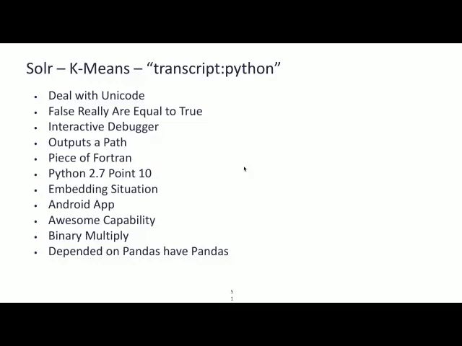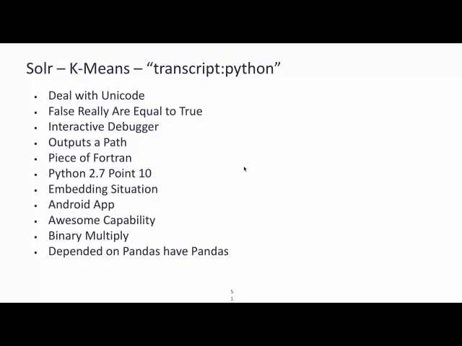So dealing with Unicode, not really sure what false really or equal to true is here, but you know, debugging is something. Fortran is related because a lot of the mathematical work that people do can be done in Fortran. We see there's things here about working with Android and also the Pandas thing again.